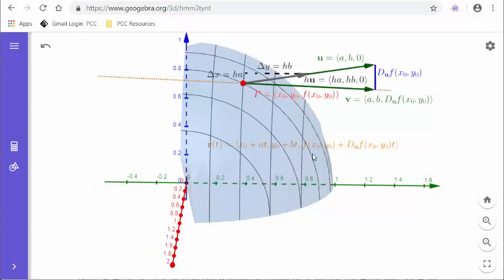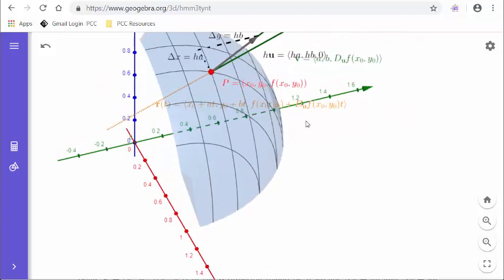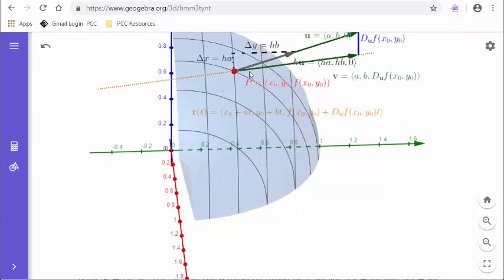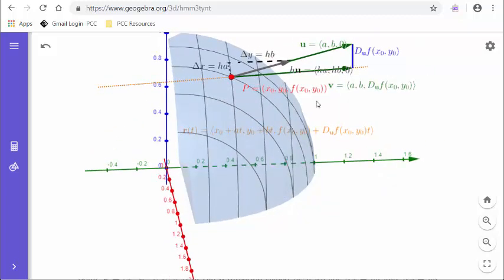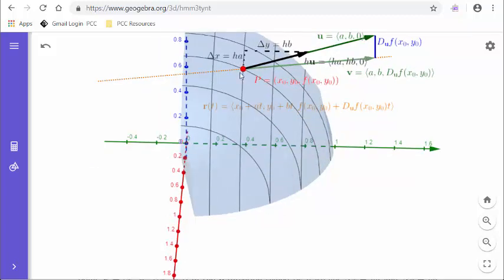All right, so we have a surface, my blue spherical-like shape here, and we've got a point P. We have a unit vector, this green vector here, pointing in a non-x or y direction, off to the side. And then we see this vector v, which is a tangent vector to the surface in the direction of u.